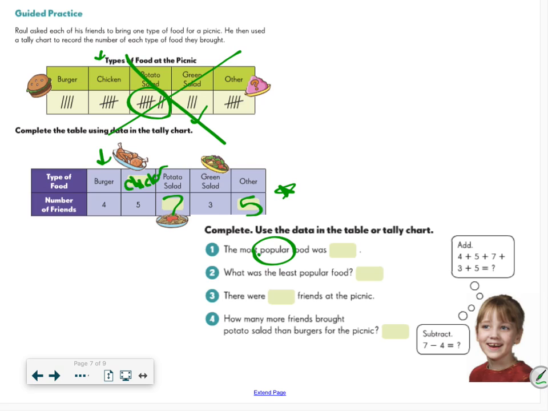4, 5, 7, 3, 5. Oh, potato salad has the most numbers, so I guess everybody loves potato salad. Okay? What was the least popular food? Well, if I think of least, I think of less. So the one with the least was green salad. Apparently, nobody wants to be healthy.